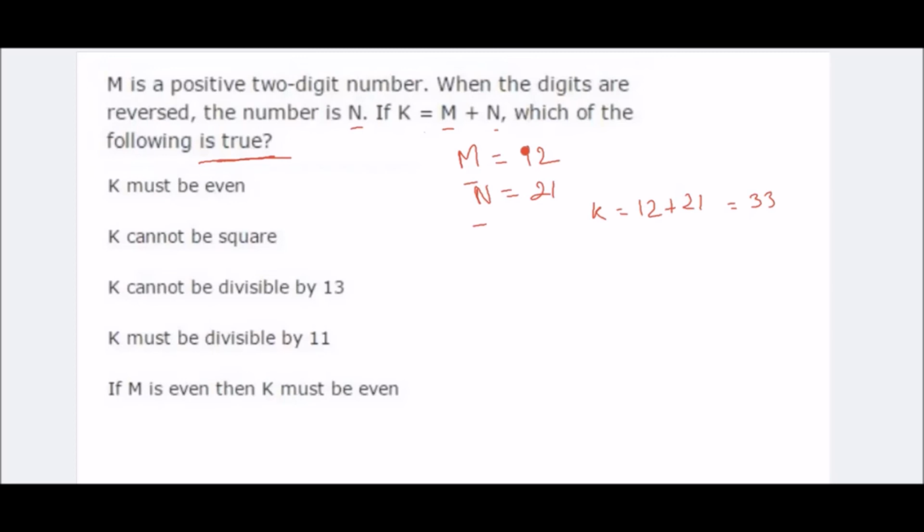So remember this condition: when any two-digit number is reversed and added with the original, then that number is always divisible by 11. Remember it. You can try any number, that number is always going to be divisible by 11. So without wasting your time, you can choose. This is our choice. So k must be divisible by 11.